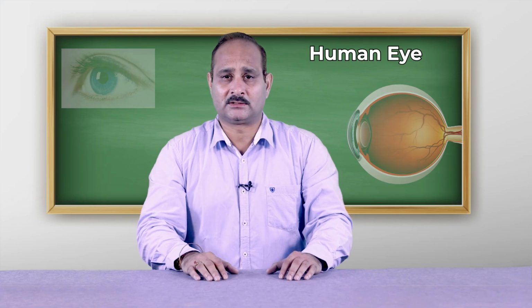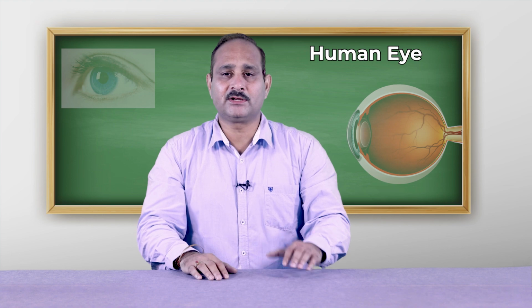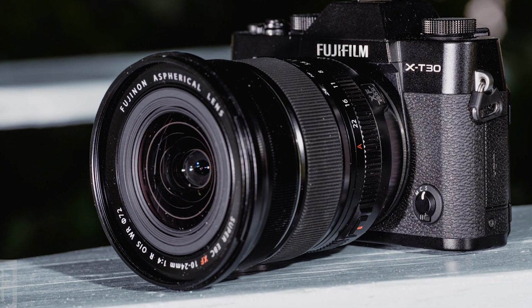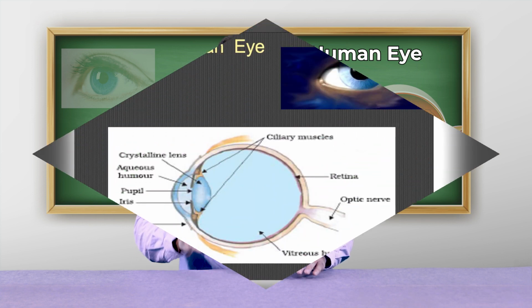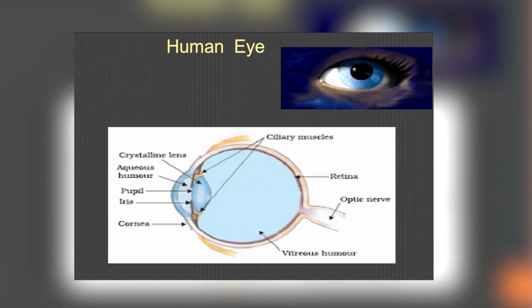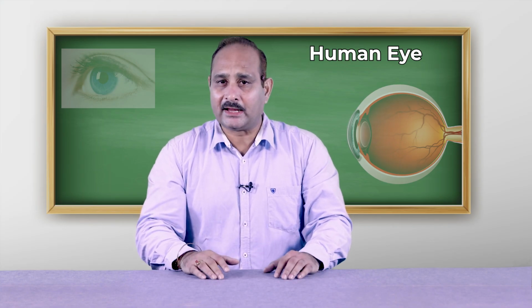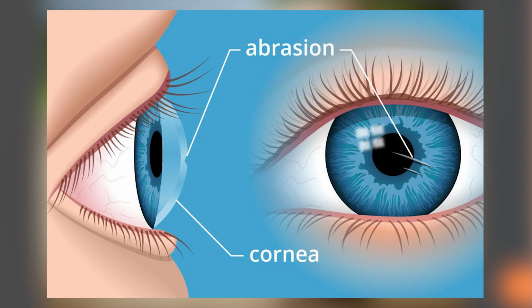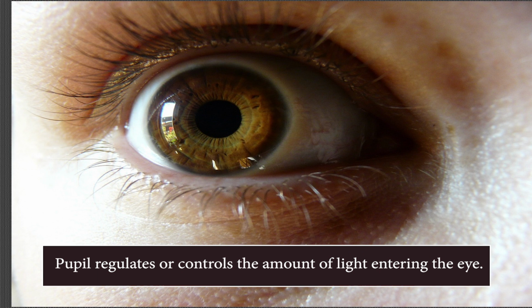their correction. So friends, the first part of the human eye is the eyelid, just like the shutter of a camera, which protects the eye from dust and other harmful things. Next part is the cornea. The cornea forms the transparent bulge on the front surface of the eyeball. Most of the refraction of light rays entering the eye occurs at the outer surface of the cornea. There is a black hole in the middle of the cornea known as the pupil, which regulates or controls the amount of light entering our eye.